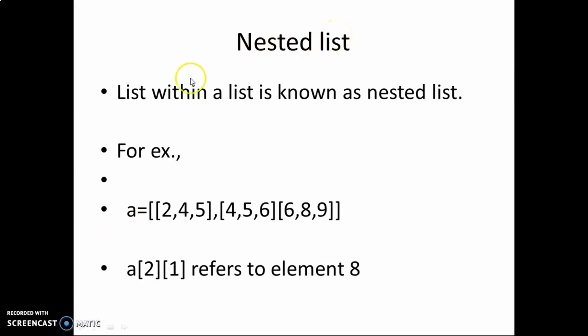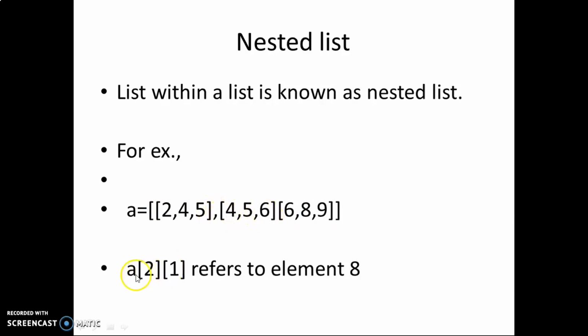So what is a nested list? A list within a list is known as a nested list. For example, you are creating a list A with three sublists. This is sublist 0, this is sublist 1, this is sublist 2. In each sublist, the elements are referred to with the index 0, 1, 2, again 0, 1, 2 like that.